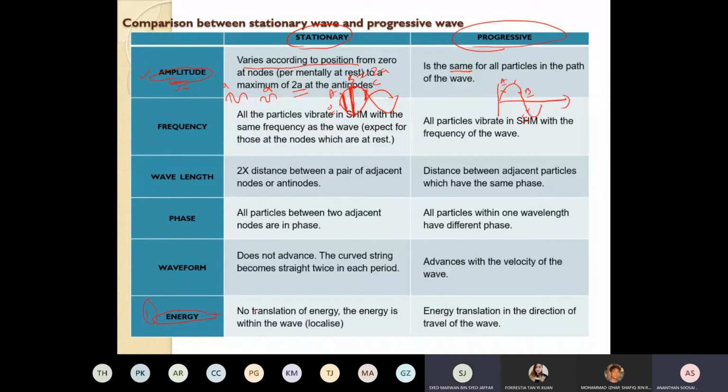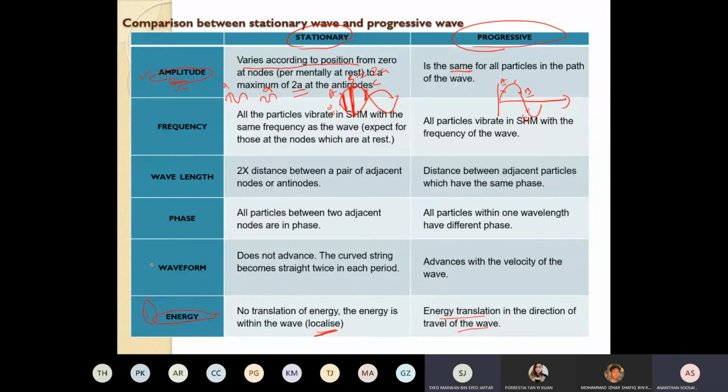A stationary wave is a type of wave where the energy within the wave is localized. Energy is not transferred. For a progressive wave, energy is transferred from one point to another. So this is the main difference between stationary wave and progressive wave. If the question asks, what is one difference between stationary and progressive wave, the expected answer I like to see is about energy. Energy in the stationary wave is localized, never transferred. In a progressive wave, it is transferred from one point to another.